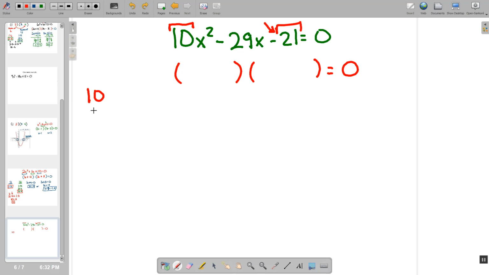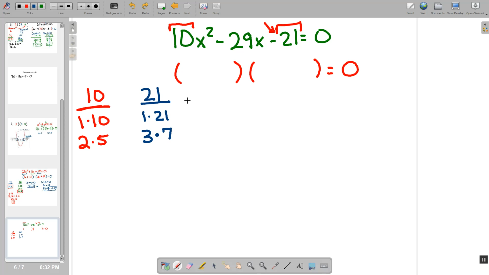So our factors of 10 are 1 times 10 and 2 times 5. And the factors of 21, 1 times 21 and 3 times 7. I do not care about which order they are, so I can write them just like this. And now I need to find a pair of factors here times a pair of factors over here that can create negative 29 with subtraction.